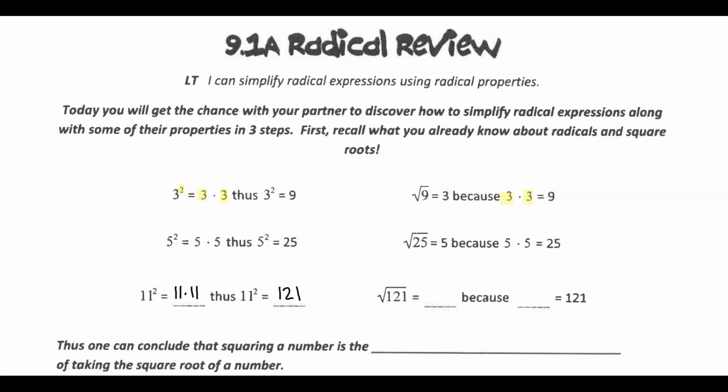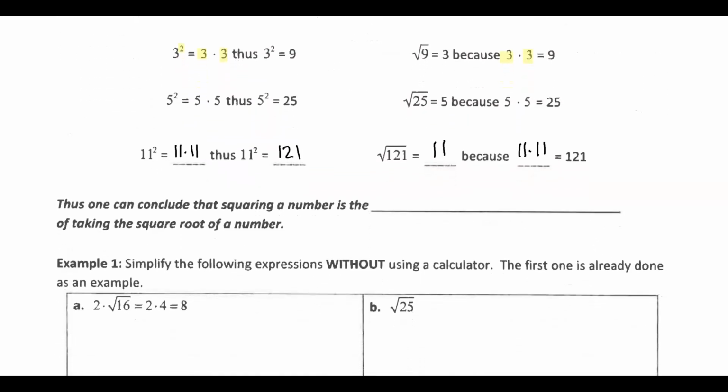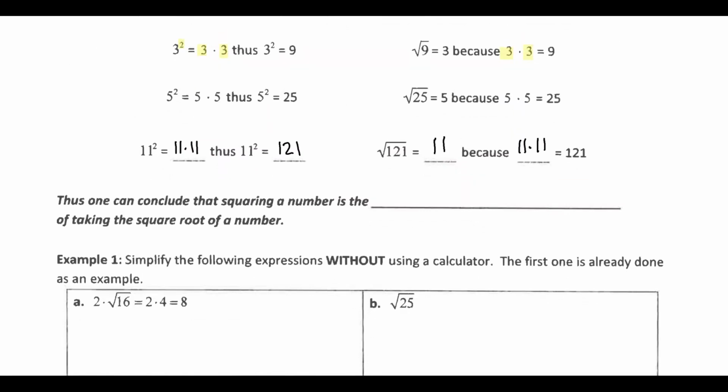The square root of 25 is 5. So what number can I multiply by itself to get 25? That would be 5. And then again, if we go one more, the square root of 121 is 11. Because 11 times 11 is 121. Okay, squaring a number is the inverse of taking the square root.